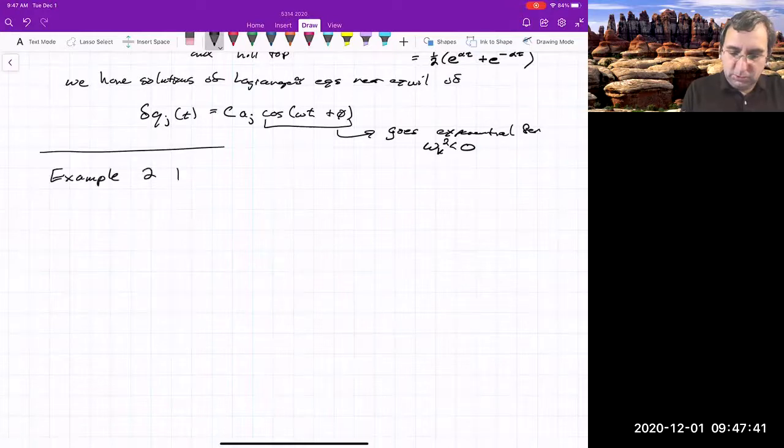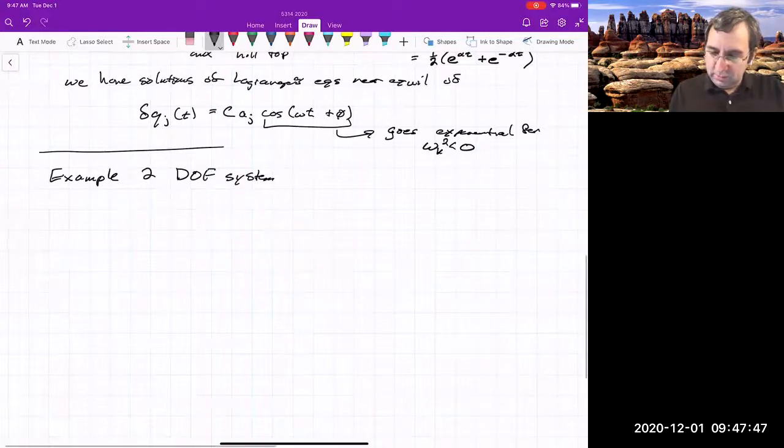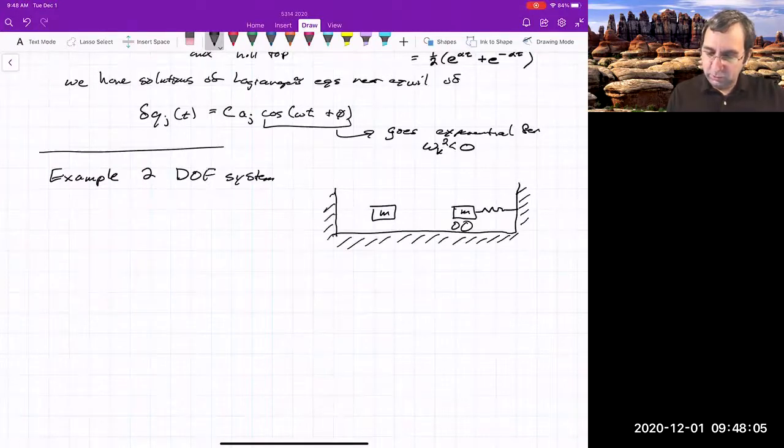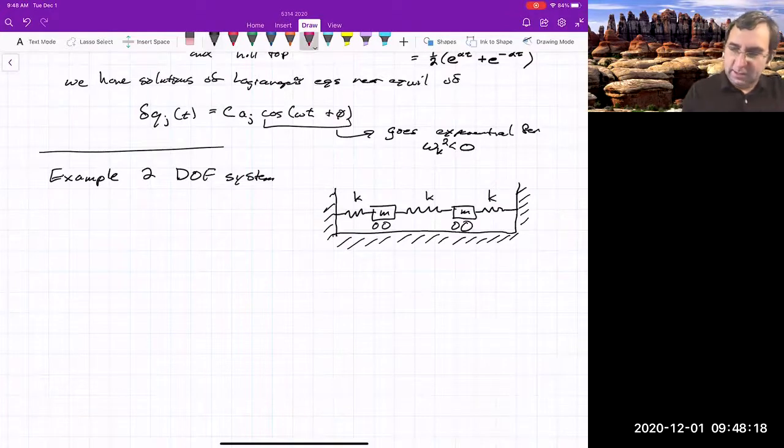So here's an example, a 2 degree of freedom system. Let me sketch it. You could think of it as two masses in carts connected by springs to the wall, both walls. And we'll say that these springs have equal spring constant.